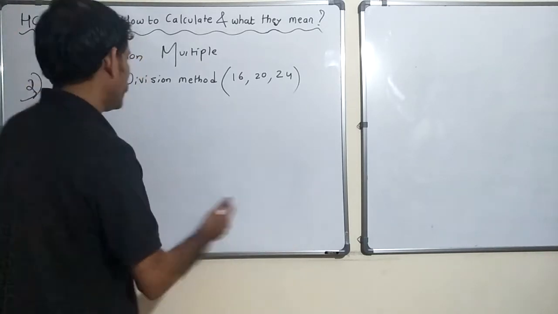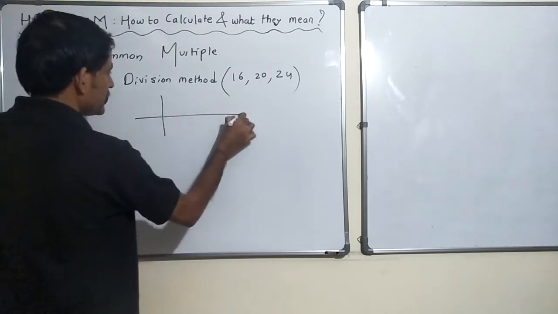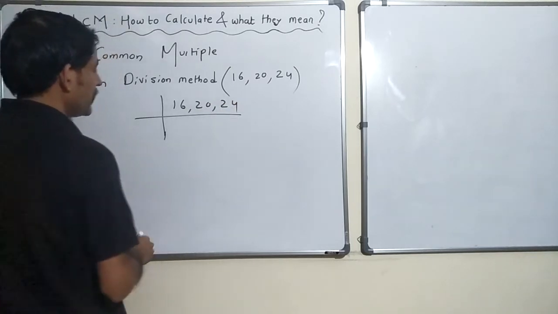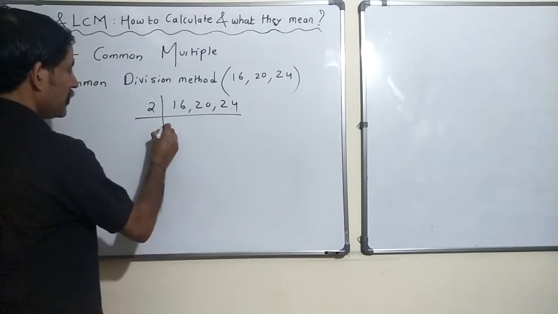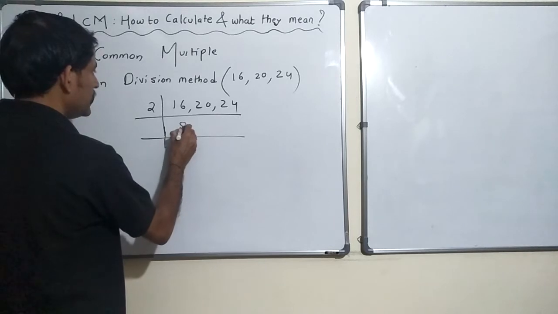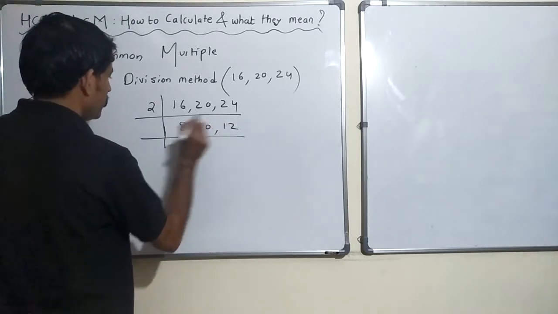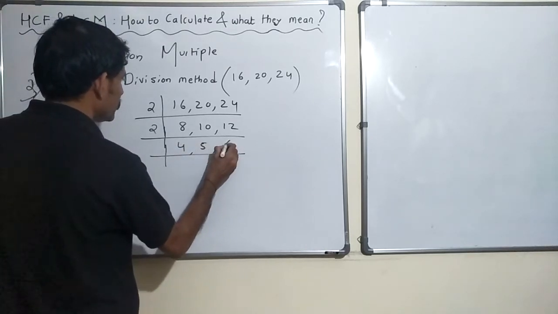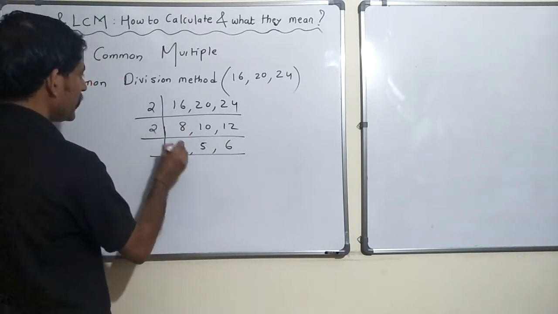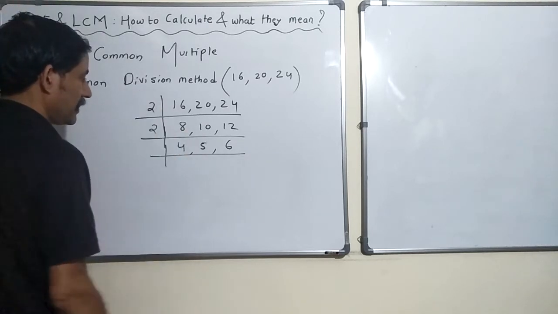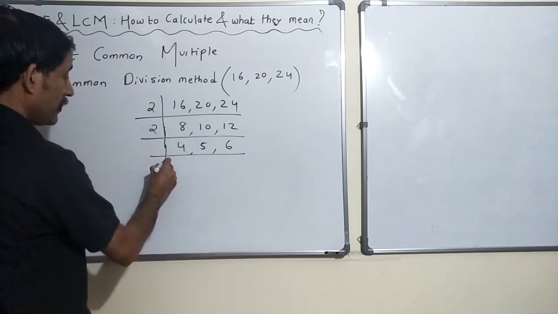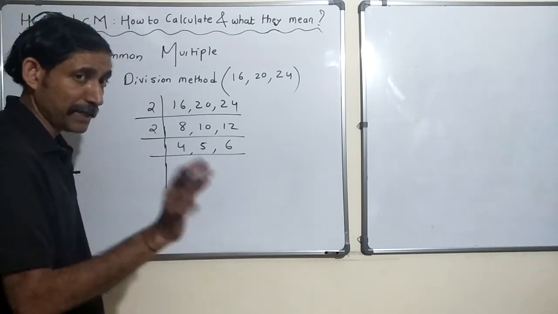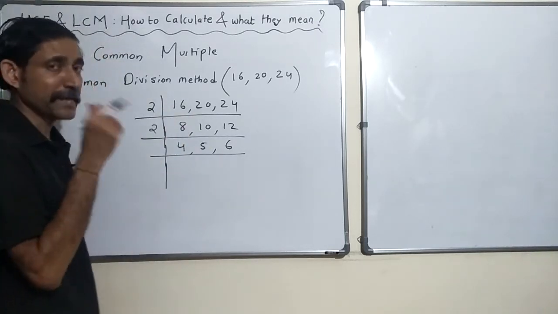Okay, let's do that. So in the common division method in the HCF we wrote them together, right? So let's write them together and let's divide them with one common term which divides all of them. So 2 eights are 16, 2 tens are 20 and 2 twelves are 24. Okay, let's divide again. 2 fours are 8, 2 fives are 10, 2 sixes are 12, right? If I divide 8 by 2, I get 4. 10 if I divide by 2, 5. Great. Now, in HCF probably we would have stopped here, right? But in the case of LCM, we continue further.